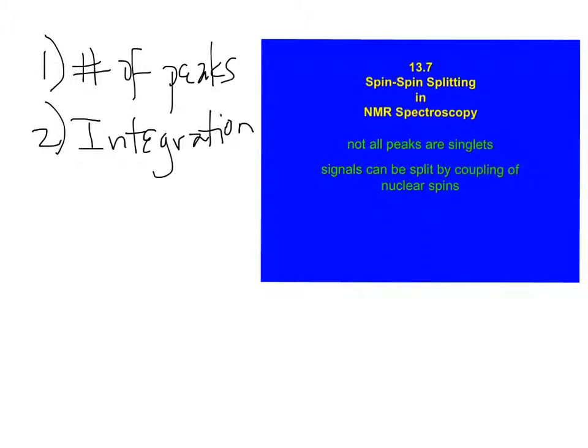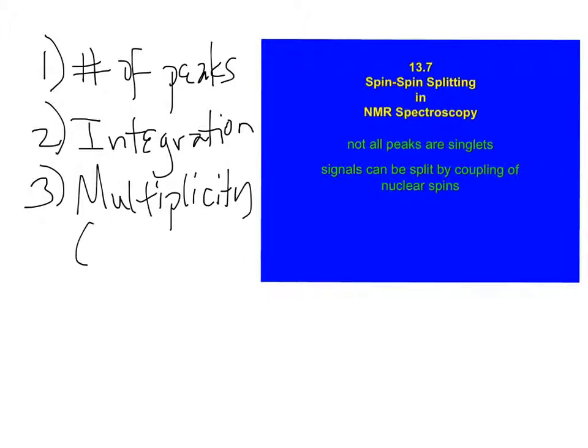And then the next is called the multiplicity. It's also referred to as splitting, and it'll be obvious in just a moment the reason why. And so if I use the term singlet, because right there if you see it says that not all peaks are singlets. What is a singlet? Well, it just means a single peak.